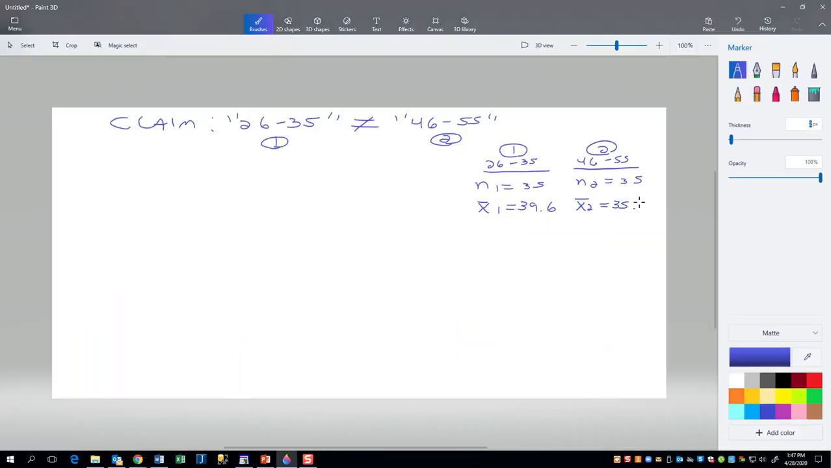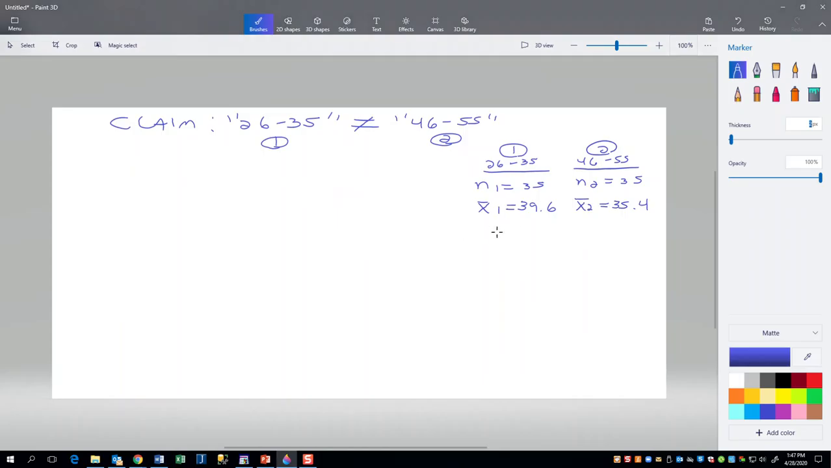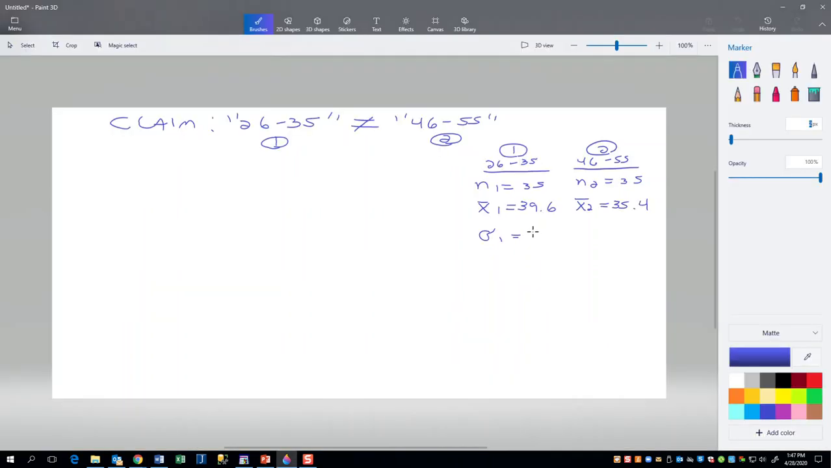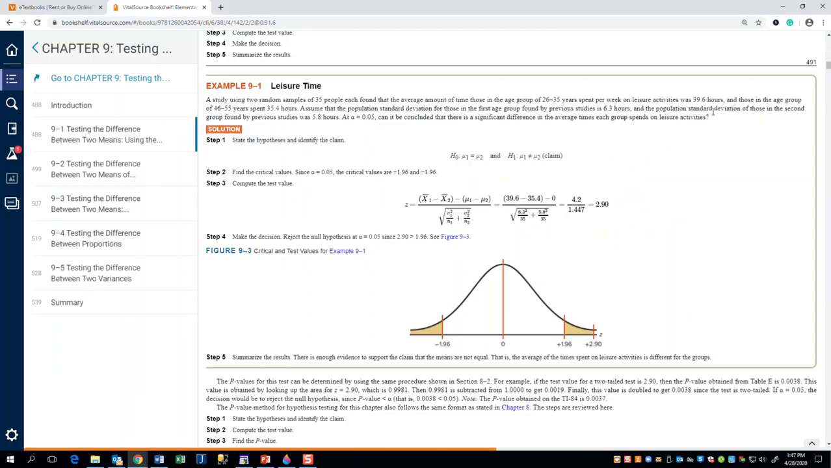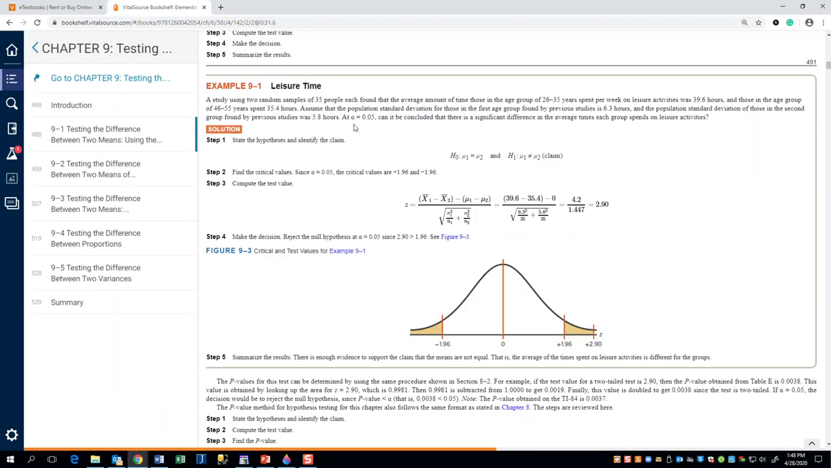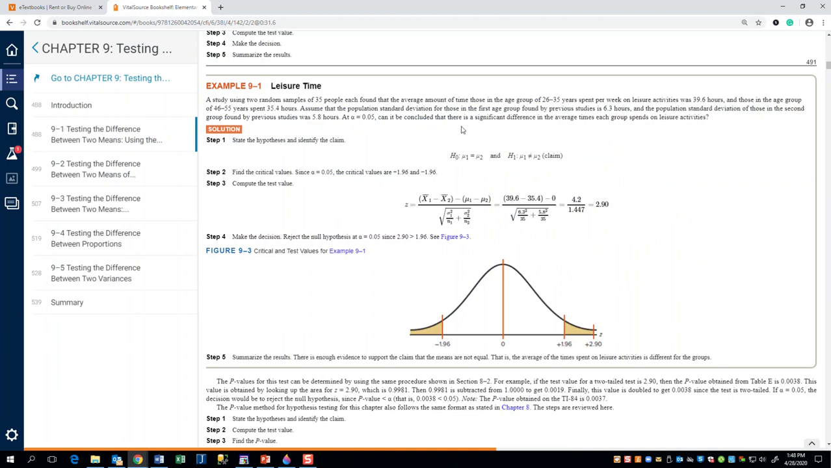So 35.4 hours. Assume the population standard deviation for those in the first age group found by previous studies is 6.3 hours. So that's sigma. Sigma 1 was 6.3. And sigma 2, again, it says population standard deviation. That's what's telling me sigma. Of those in the second group was 5.8. So it's 5.8. Alpha is 5%. Can it be concluded a significant difference in the, okay, so that's everything they give us.